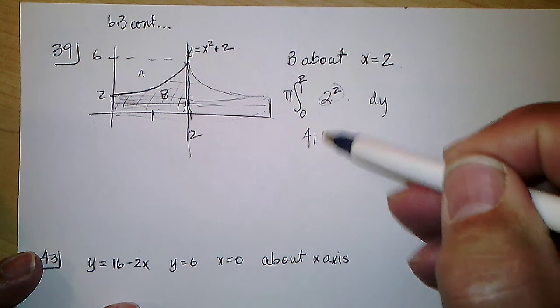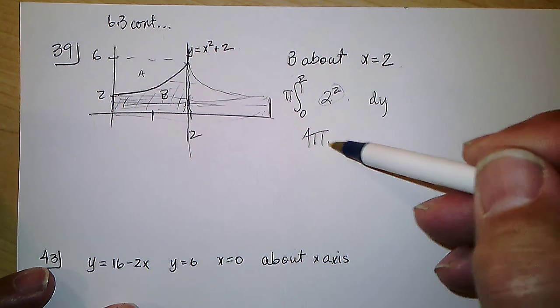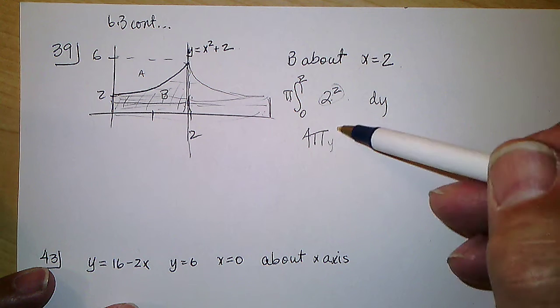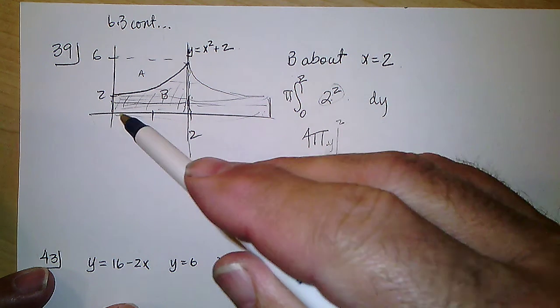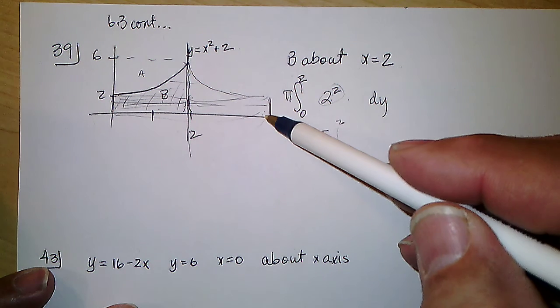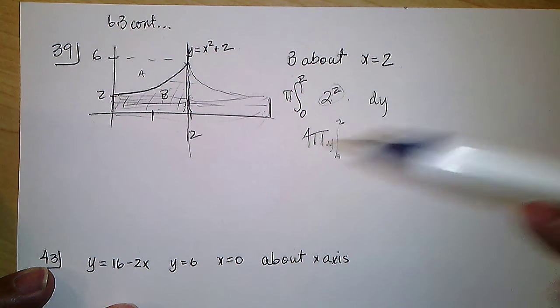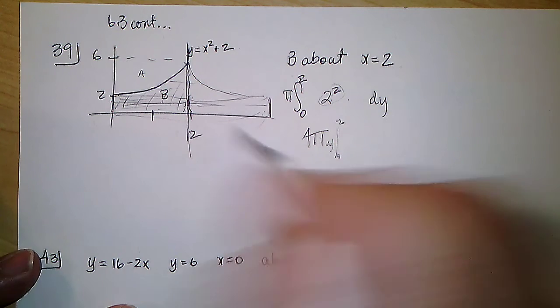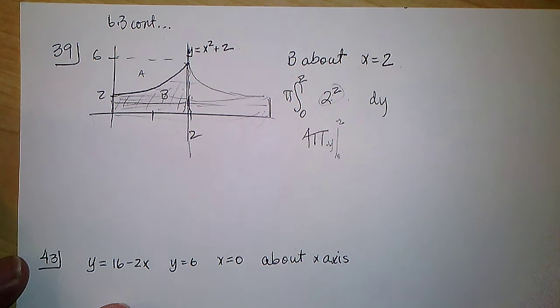pi integrated is going to put a y on it, and then we're going to evaluate it from 0 to 2. We're going to put the 2 in here, so we're just going to get pi r squared, 4 pi times the height, times 2 minus nothing. So we're going to get 8 pi for the cylinder here. That's the same as the cylinder formula. That's all I'm saying there.